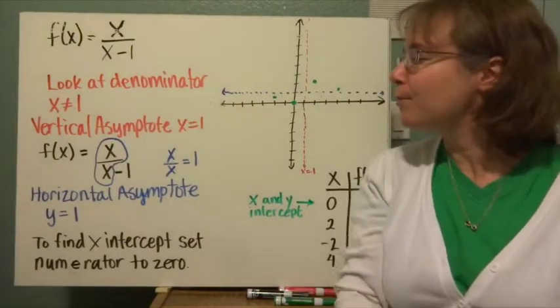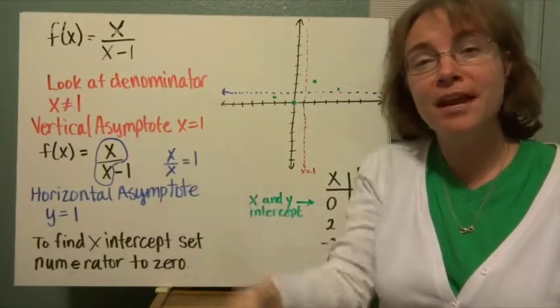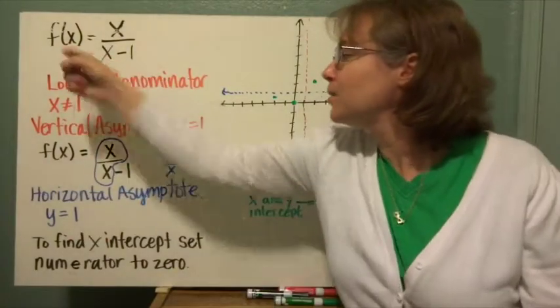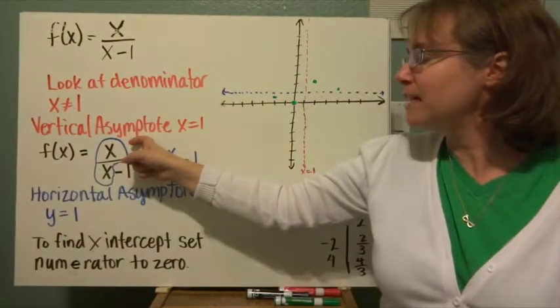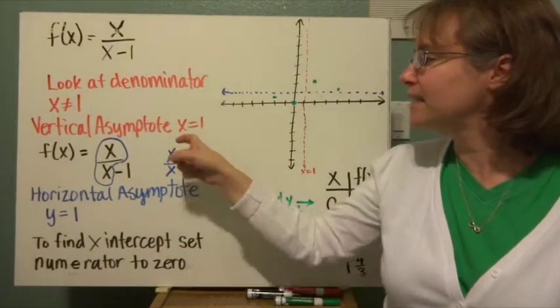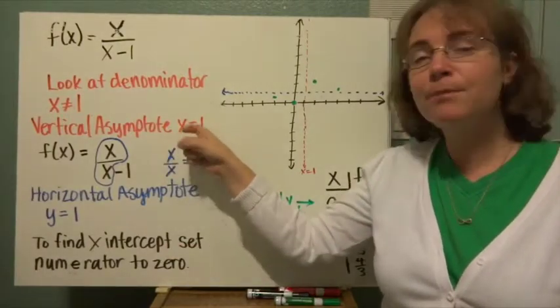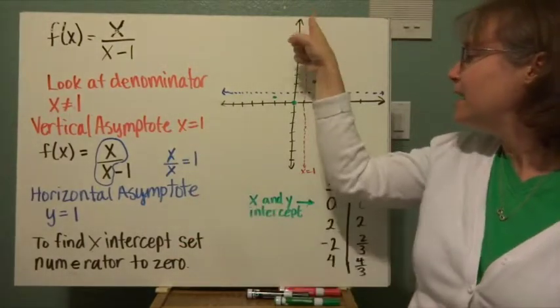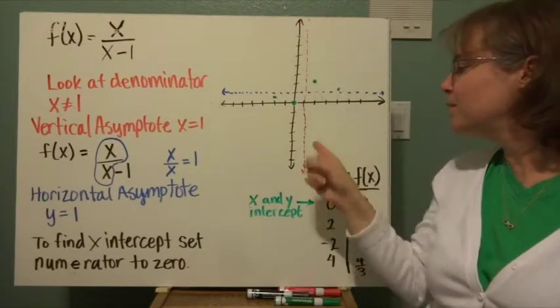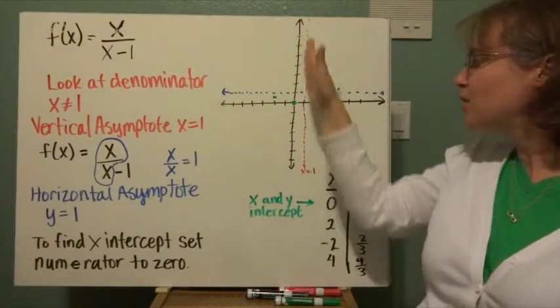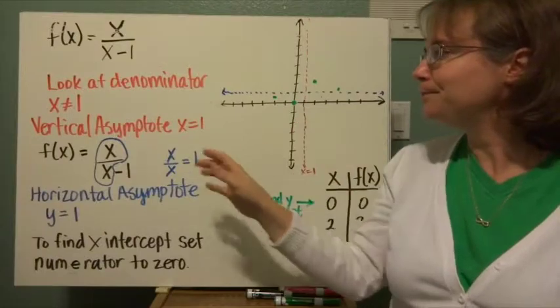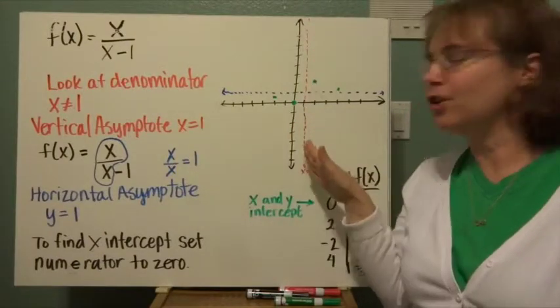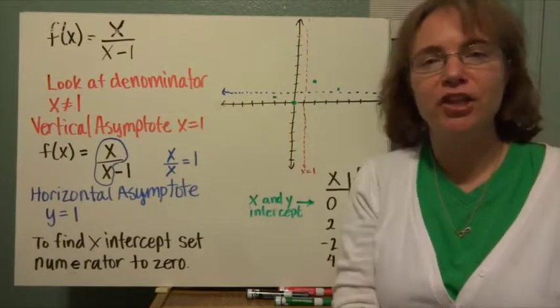That's where the graph approaches that asymptote but never crosses. So f of x is going to approach that vertical asymptote, but it's never going to cross it. So at x equals 1, that's a place where the graph will never be. And so I can go ahead and notate that as a line. All along here is where x is equal to 1. That is my vertical asymptote because it creates a vertical line.